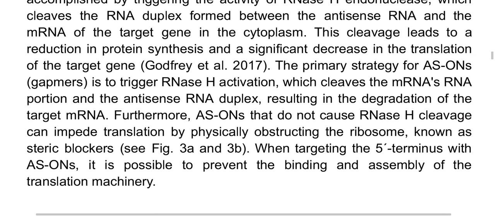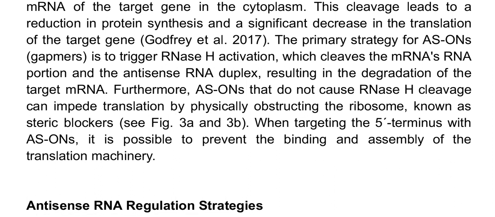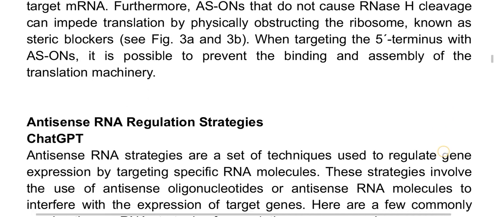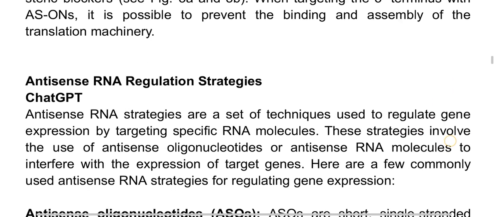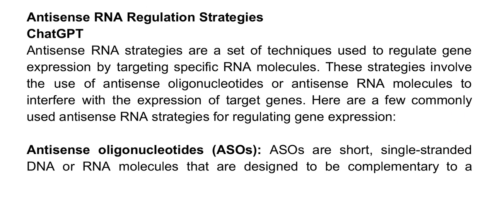The primary strategy for ASOs or gapmers is to trigger RNase H activation, which cleaves the mRNA portion of the mRNA-antisense RNA duplex, resulting in the degradation of the target mRNA. Furthermore, ASOs that do not cause RNase H cleavage can impede translation by physically obstructing the ribosome, known as steric blockers. When targeting the 5' terminus with ASOs, it is possible to prevent the binding and assembly of the translation machinery. Now, antisense RNA regulation strategies.